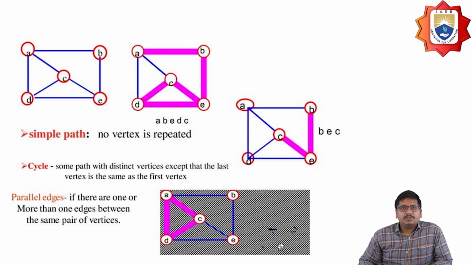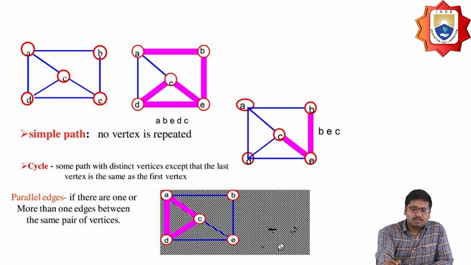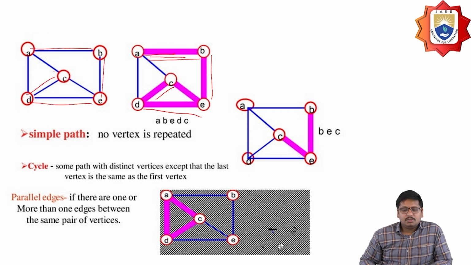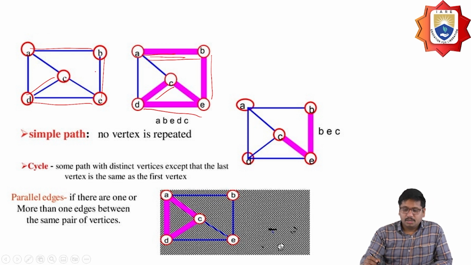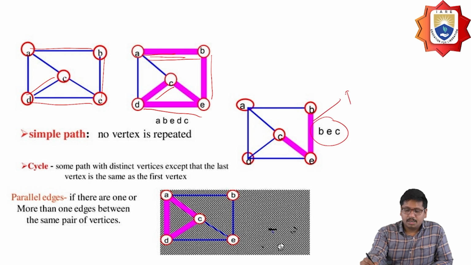We are going to see some terminology, like simple path. What is a simple path? A simple path is a path where no vertex is repeated twice. For example, the path A, B, E, C, D, and then AC. So this should be the graph. A, B, D, C, D would be a simple path, and one where a vertex repeats would not be a simple path. B, E, C should also be a path here.